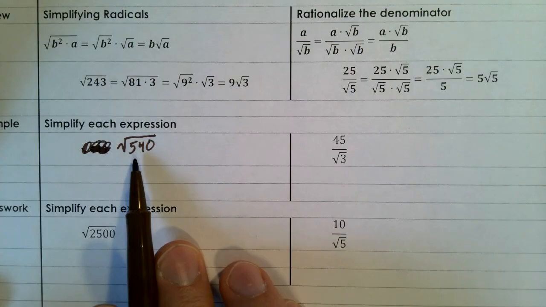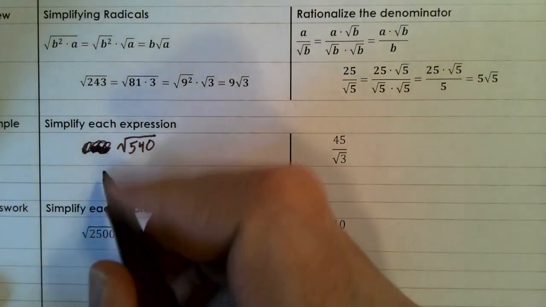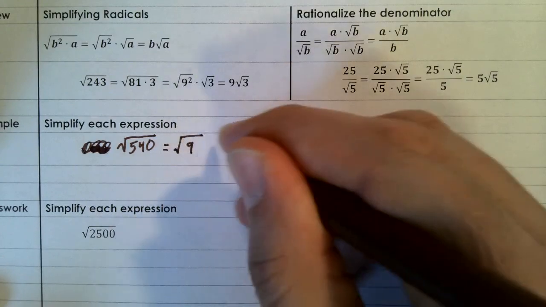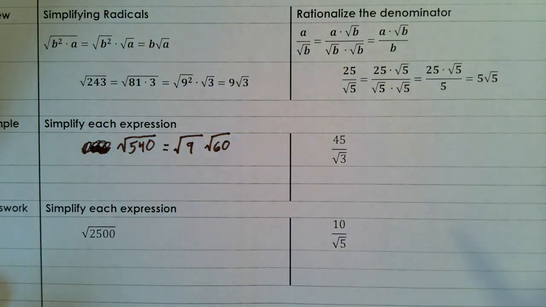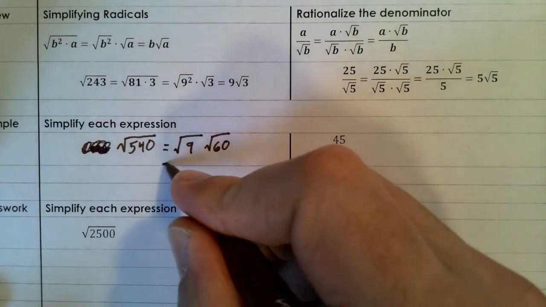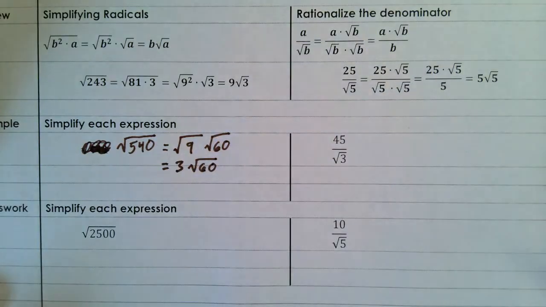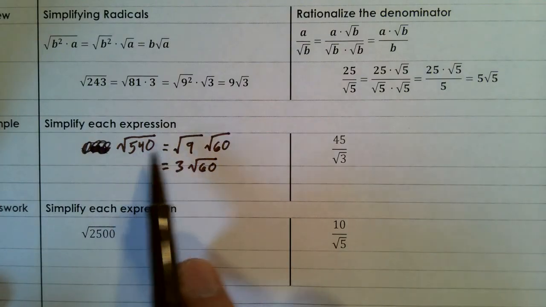So if I'm looking at the square root of 540, I know I can divide 540 by 9. So I could break this square root up into the square root of 9 and the square root of 60. And the reason that I like that is the square root of 9, hey, that's just 3. The square root of 60, I don't know. But I actually know something else about the square root of 60. I can divide 60 by 4, just like I could have divided 540 by 9.